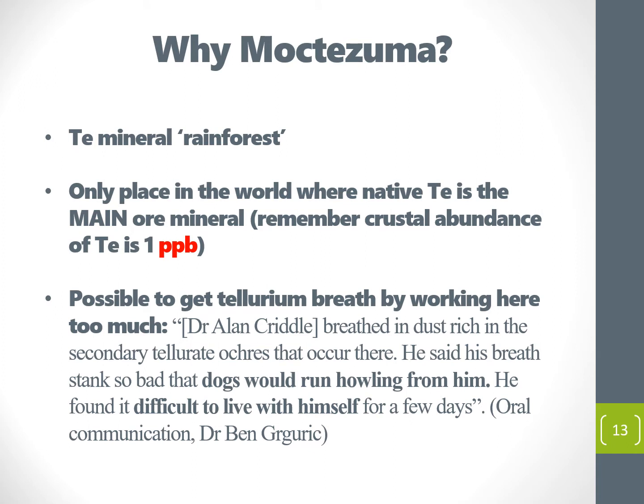So why did we pick Moctezuma? Apart from the fact that elemental tellurium is the main ore mineral, there's also a lot of other tellurium minerals found there. Over 20 were found at Moctezuma first, and there's another 20 or 30 which are also found there. If you work there long enough, you can even get the very unpleasant tellurium breath.